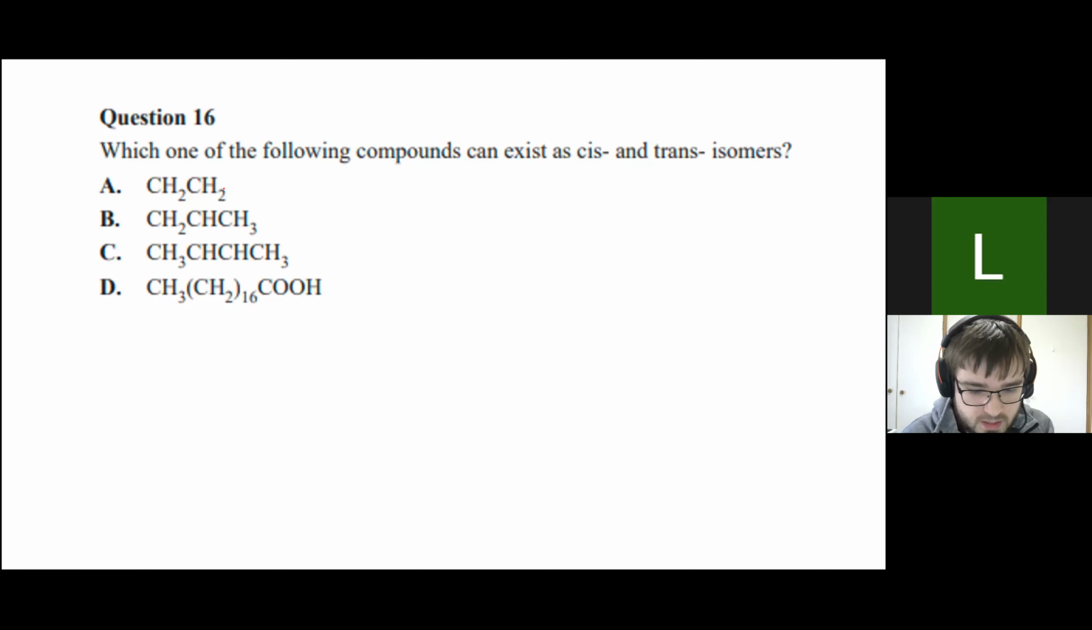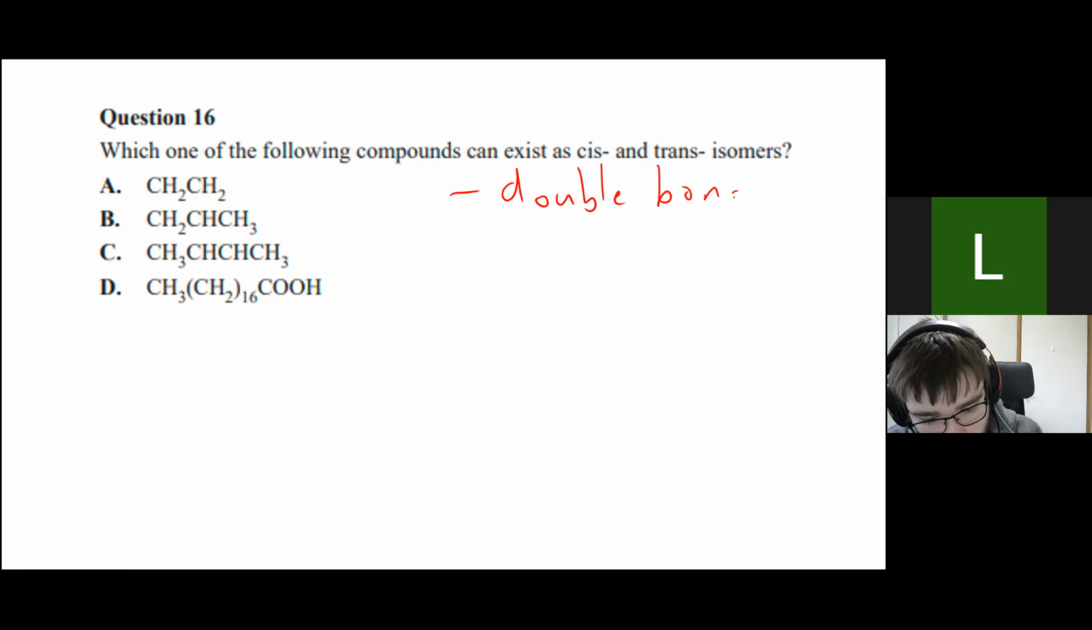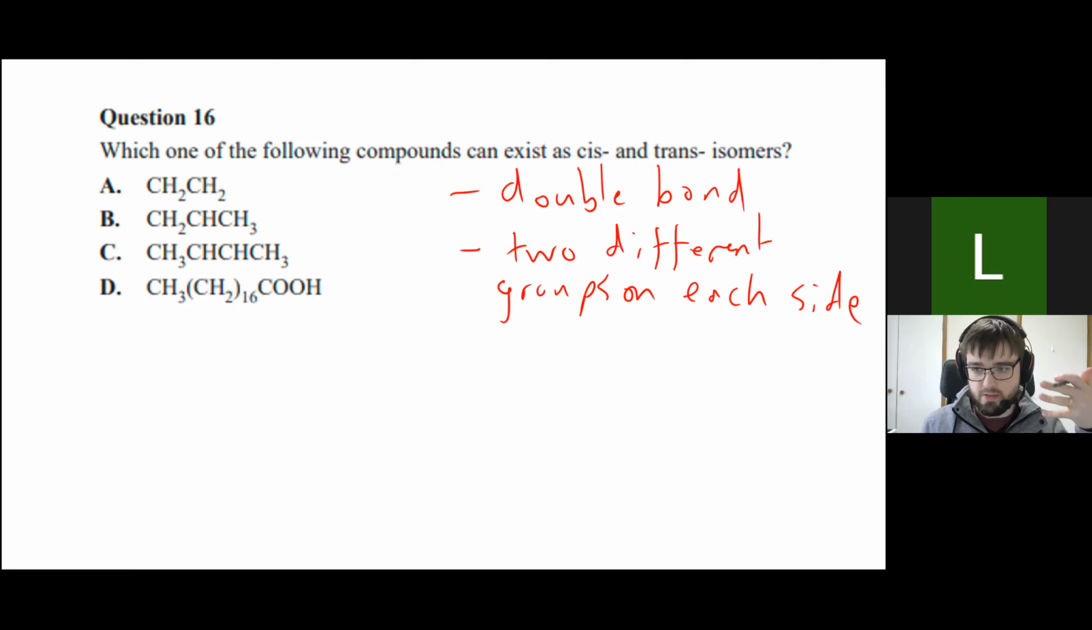Which of the following compounds can exist as cis and trans isomers? So to have cis and trans isomers, we need to have a double bond. And we need to have 2 different groups on each side of the double bond. If we have 2 of the same group on the same side of the double bond, then it doesn't really matter what the other side is, because you could always just rotate it 180 degrees to get the other one.